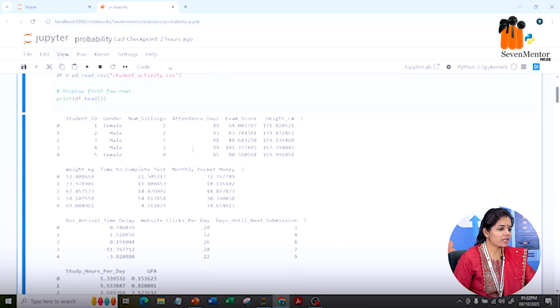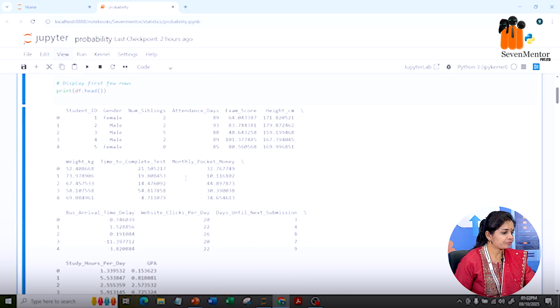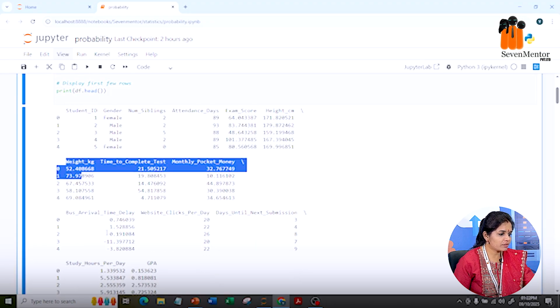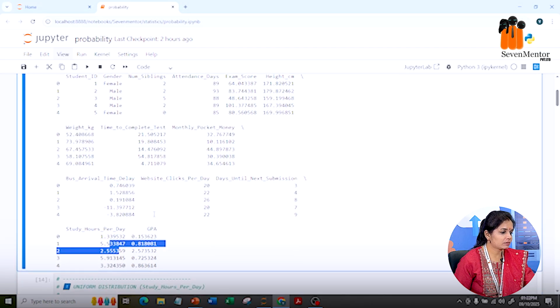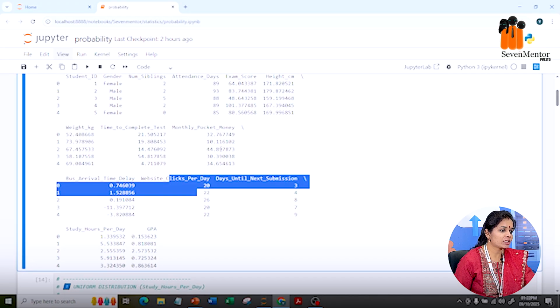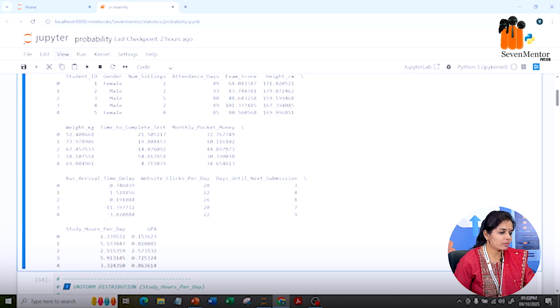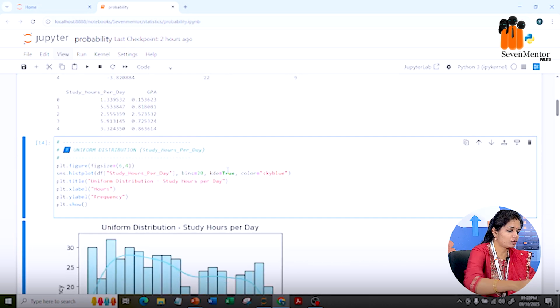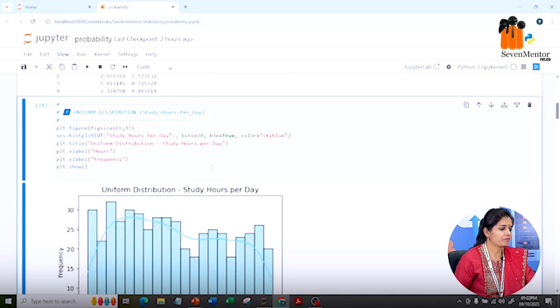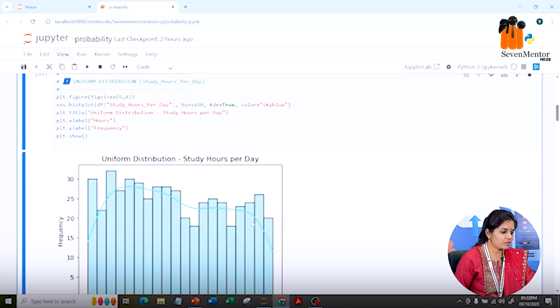This is a student activity data set. It has the weight of the students, bus arrival time, study hours per day, website clicks per day, how the student clicks, then monthly pocket money. So many parameters are there. We will just look at the uniform distribution of this. Can you see this is the uniform distribution? Almost all of them have equally likely probability, right?